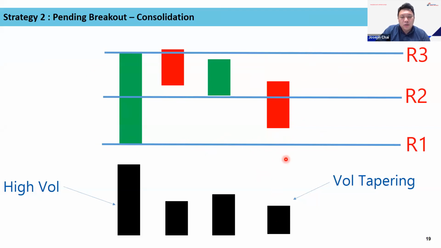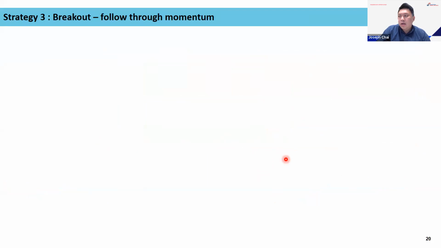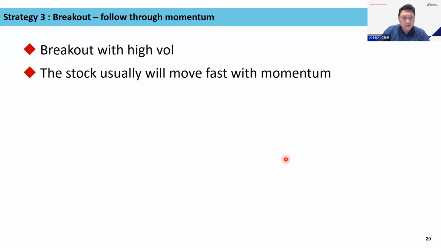So on the third strategy, basically it's very straightforward. It's actually called breakout, right? And when the stock breaks out with high volume, right, that's where you can enter again. So usually when the stock breaks out, the volume will be very high, the momentum is fast, and then the stock will move upwards.